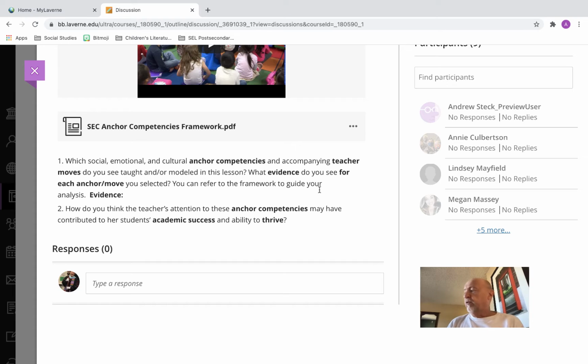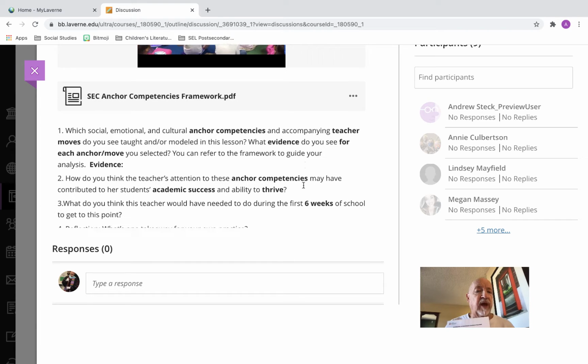So which social, emotional, and cultural anchor competencies and accompanying teacher moves do you see taught and or modeled in the lesson? If you take a look at the framework, which I have included here as well, don't forget that the tan ring is the anchor competencies, and the teacher moves is the teal ring, the outer ring here. You're going to take a look and decide which social, emotional, and cultural anchor competencies and the teacher moves do you see taught or modeled in the lesson, and what evidence do you see for each anchor or teacher move that you selected? You're referred to the framework to guide your analysis and provide your evidence.